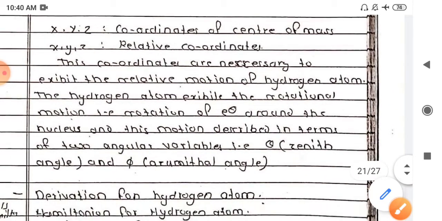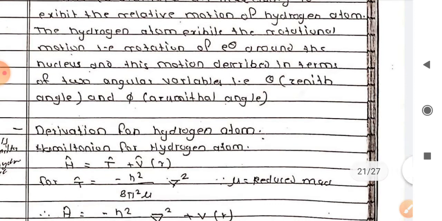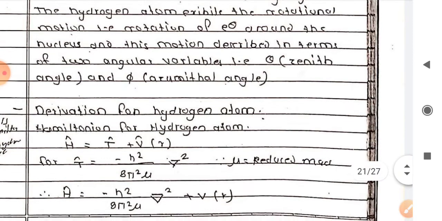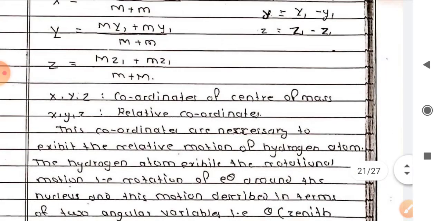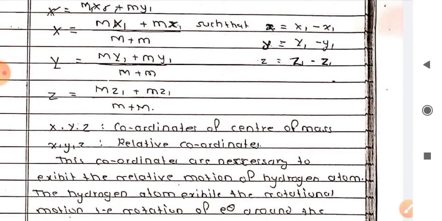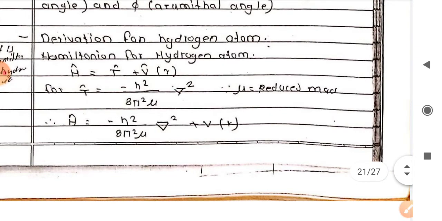So here we have seen that there are two types of motion, and we have separated those two types of motion based upon the variables depending upon the position as well as the relative motion. So we have obtained the two types of coordinates. One corresponds to the center of mass and the other corresponds to the relative motion. So the next step is to obtain the Hamiltonian operator for the hydrogen atom.